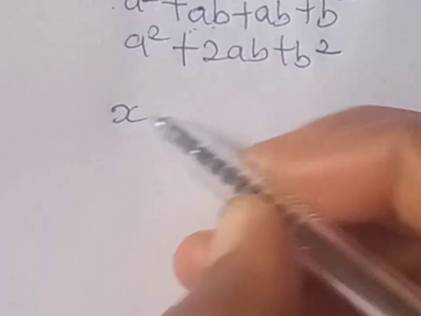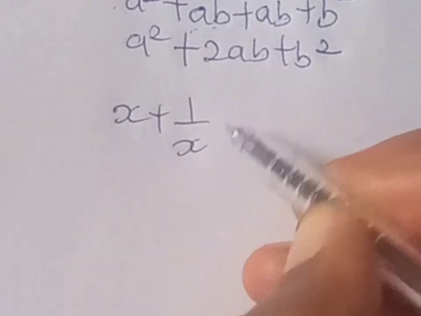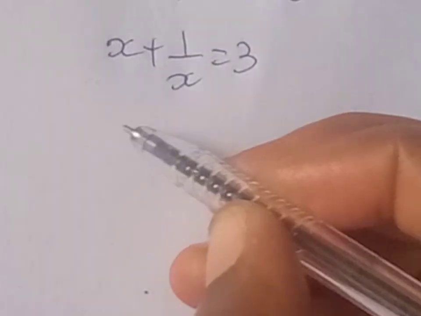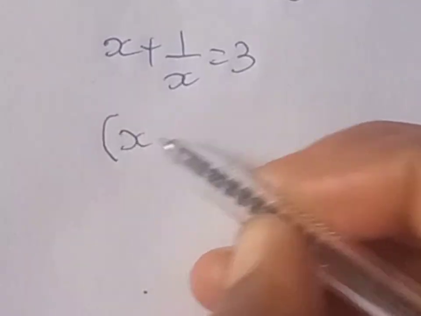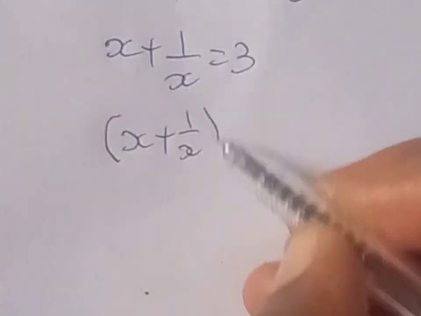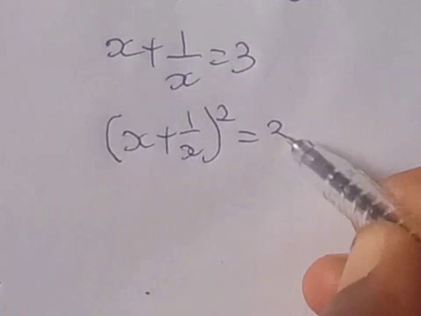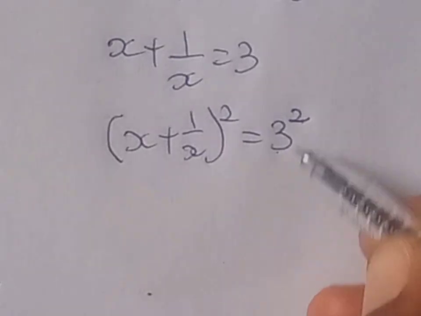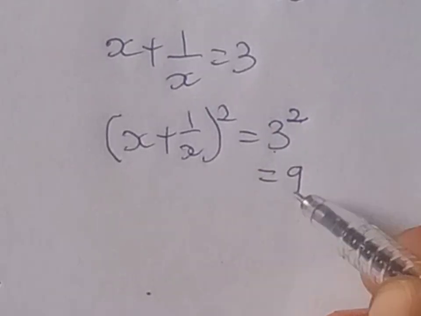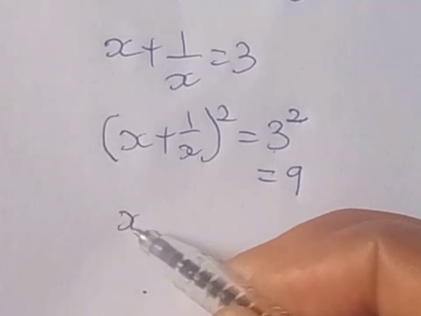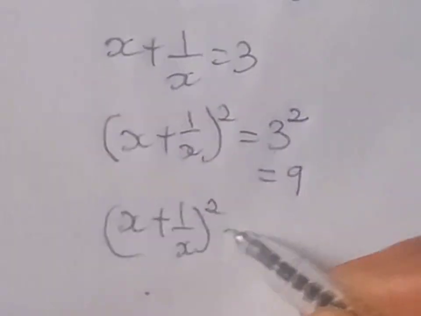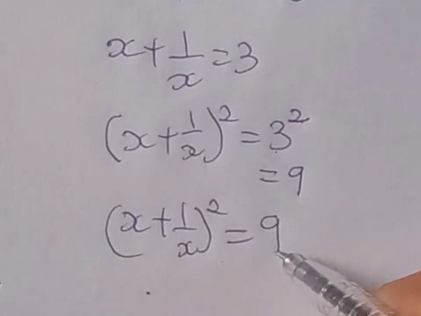Given x plus 1 over x equals 3, now let's square both sides. (x plus 1 over x) squared equals 3 squared. Since 3 squared equals 9, (x plus 1 over x) all squared equals 9.